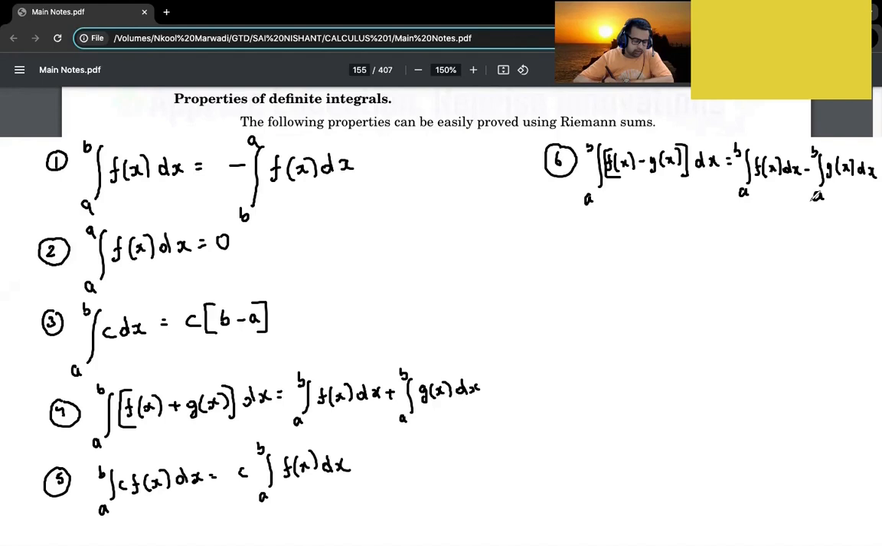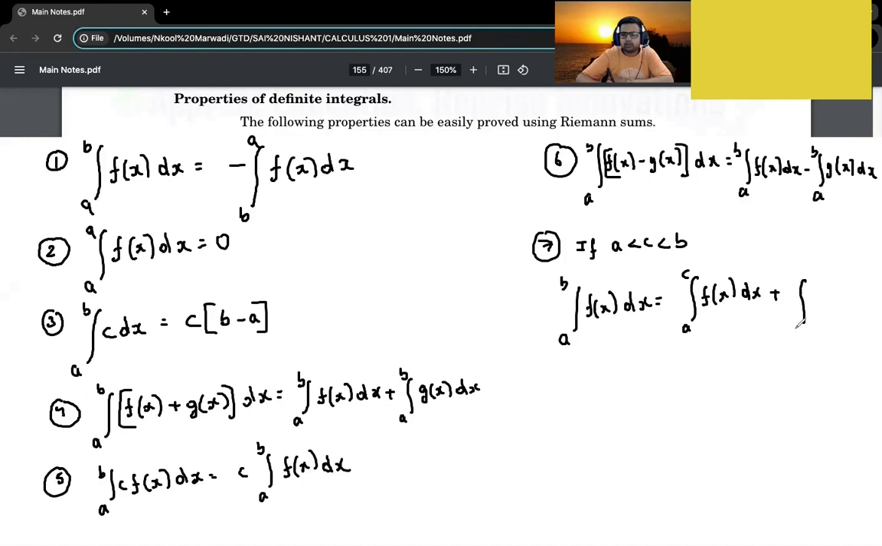Very important, this property is very important. If a is less than c is less than b, so c is any number anywhere between a and b, then we can break the limits. Integration a to b can be a to c f of x dx plus c to b f of x dx. This is applicable only when c is between a and b. If c lies between a and b, then we can write this. So these are some important properties.